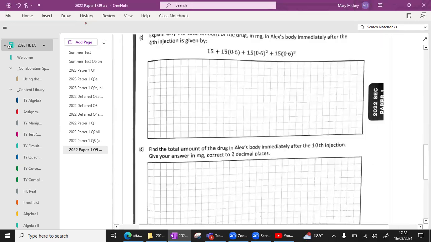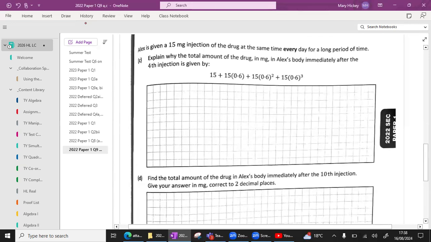Part C. So Alex is given a 15 milligram injection of the drug at the same time every day for a long period of time. So this is an injection that you're not getting like a once-off, like maybe a vaccine or maybe an antibiotic treatment or something. This is almost like a diabetic medication, something that happens every day. Explain why the total amount of drug in milligrams in Alex's body immediately after the 4th injection is given by.